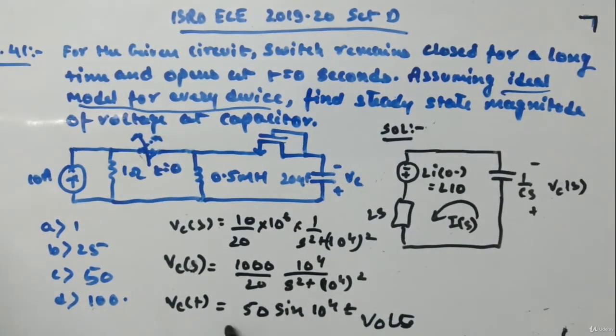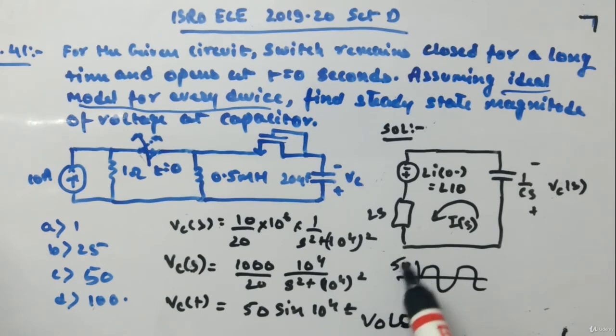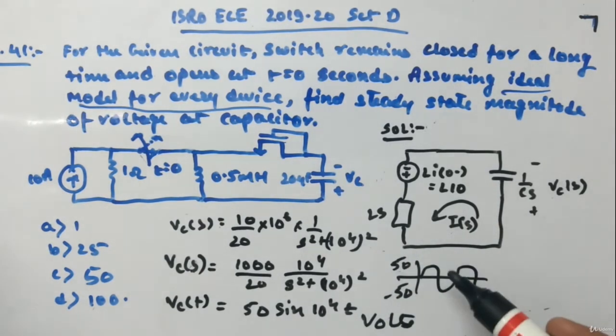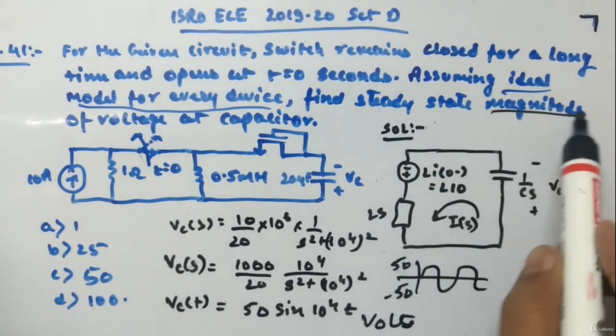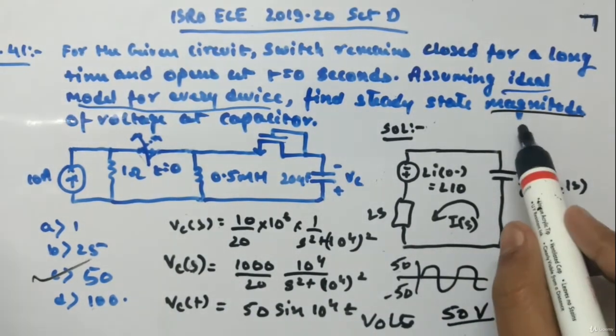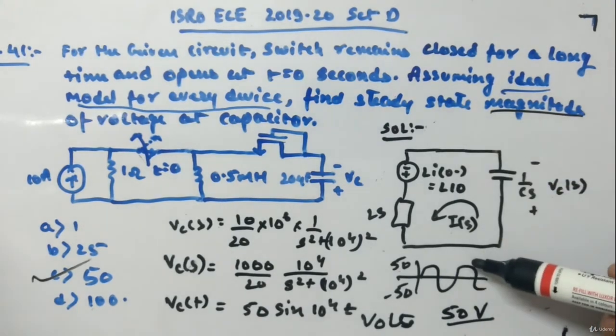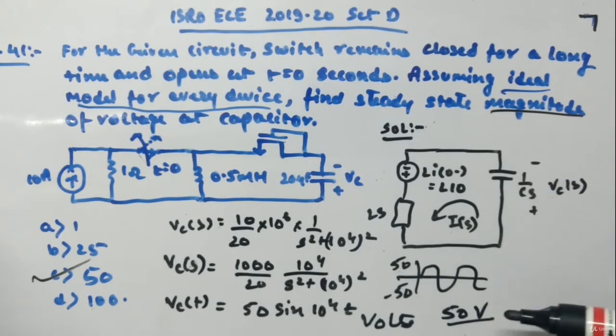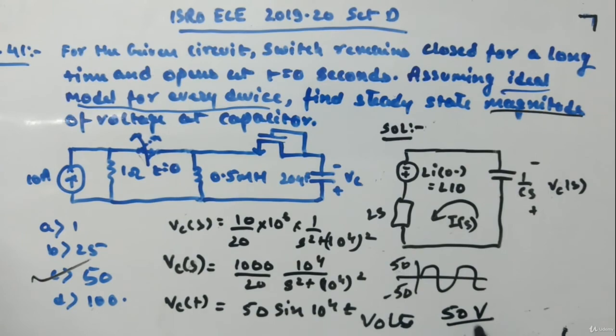So this will be my answer. You can see that VC(t) will be a sinusoidal signal which will go from plus 50 to minus 50. So in any case the maximum value will be 50, and it is asked for the steady state magnitude, so 50 volts. So C will be the answer. 50 volts is the magnitude, and in steady state it can be either 50 or minus 50. So that's the reason 50 volts should be the answer.